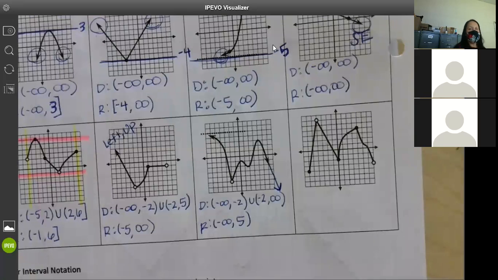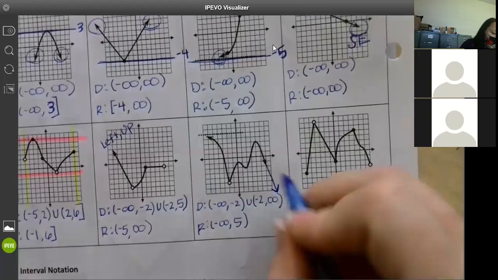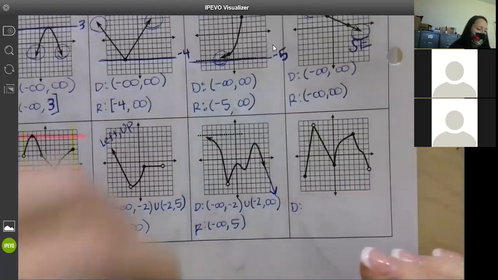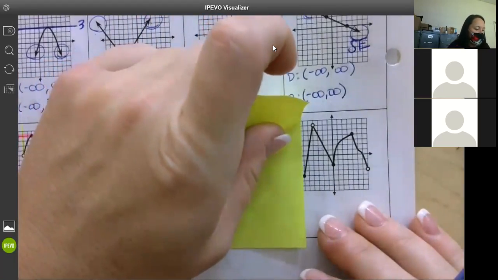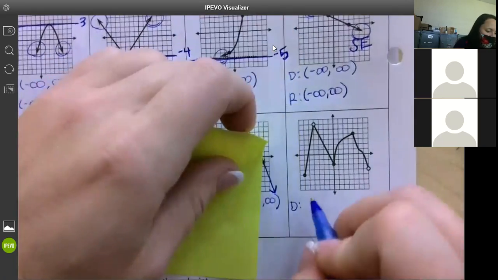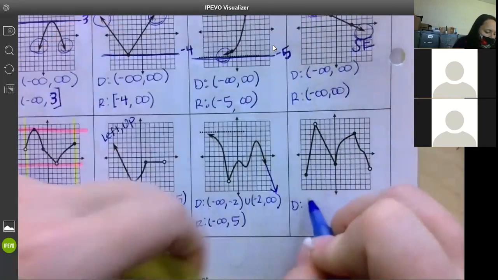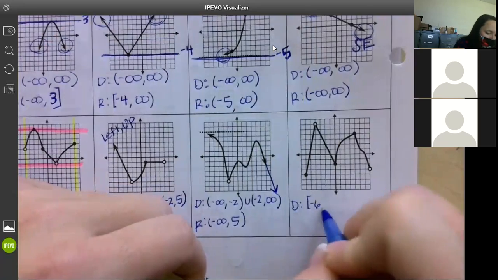They're sneaky. The next one doesn't have any arrows, so it's kind of like number one or the very first one that we did over here. So we're just going left to right. What's your leftmost point over here? -6. Is it included or not? Included, so we use a bracket.